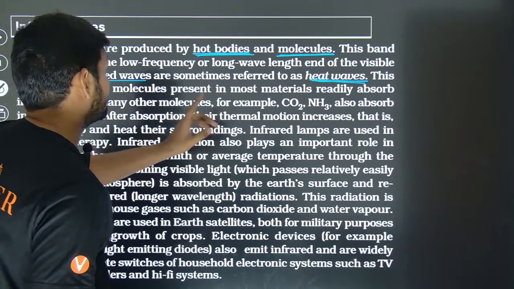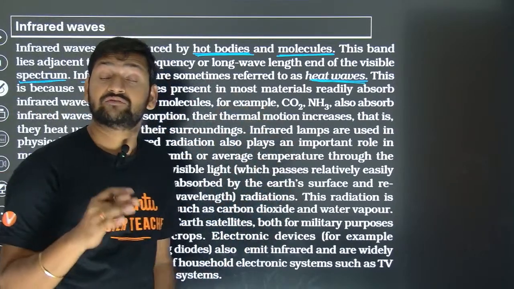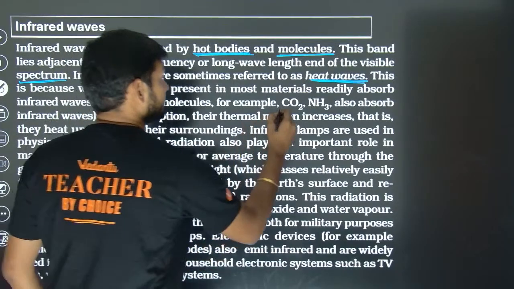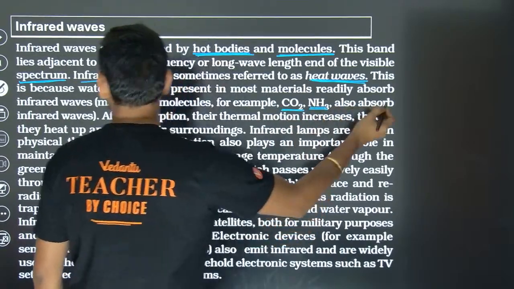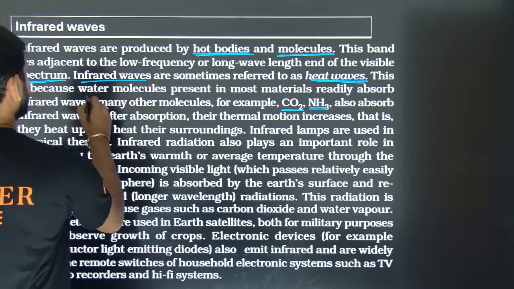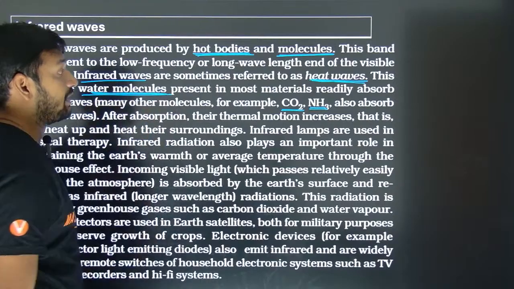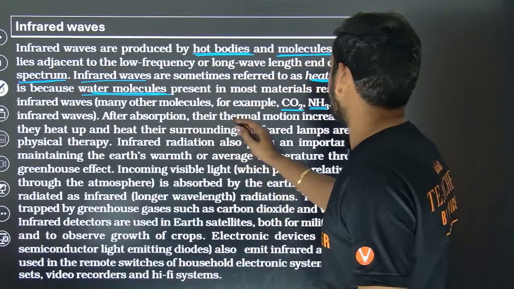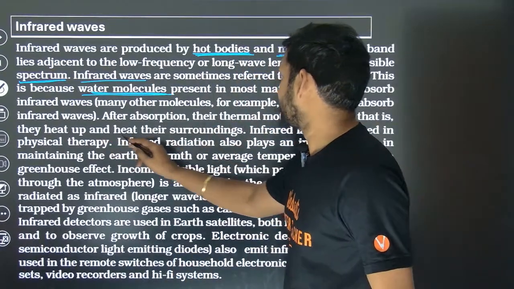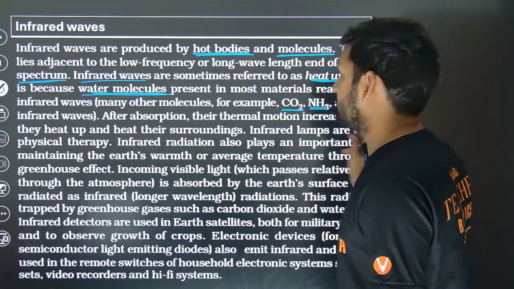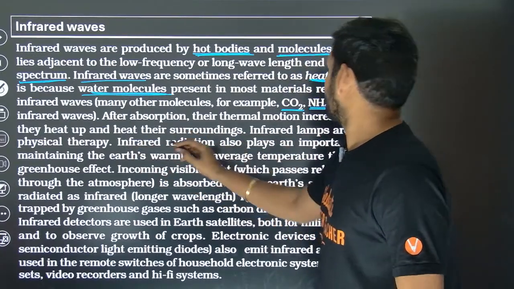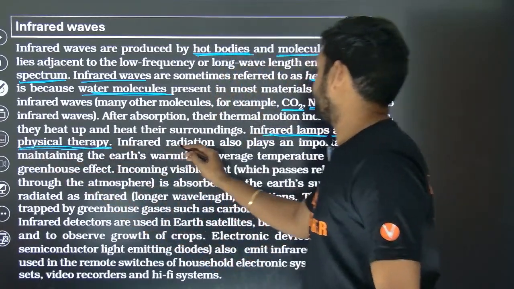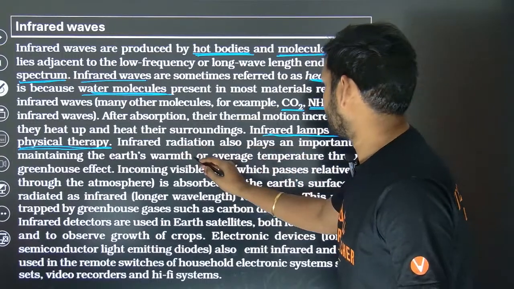Look, they are going to give you a question on which molecules absorb infrared rays. CO2, ammonia, and water molecules also absorb. So H2O, CO2, NH3 are going to be absorbing. After absorption, their thermal motion increases, that is, they heat up and heat their surroundings. Infrared lamps are used in physical therapy. Infrared radiation also plays an important role in maintaining the Earth's warmth.